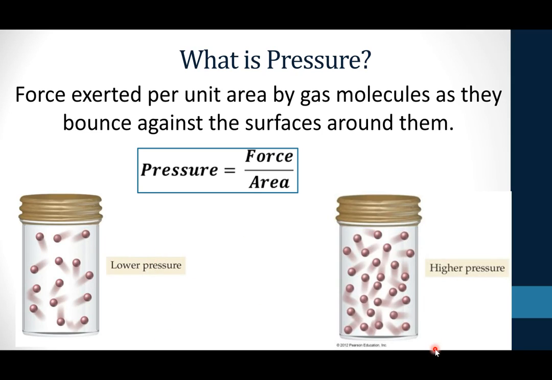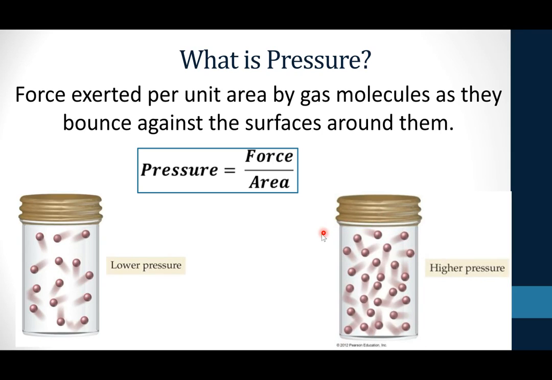So here we see two containers. Let's assume that both of these containers are the same size. So that means the area would be the same, so this bottom variable is going to be the same. This one over here on the left is going to have a lower pressure. Why does it have a lower pressure? Well, fewer particles inside that container means there's going to be fewer collisions with the side of that container, so it's going to register a smaller force. So that's why this one would be a lower pressure.